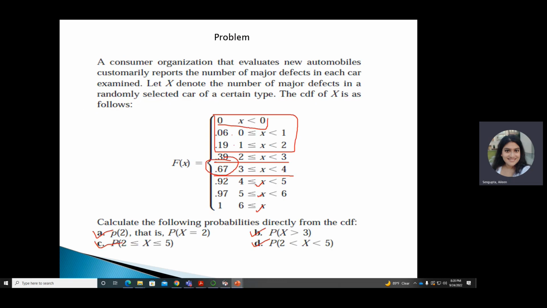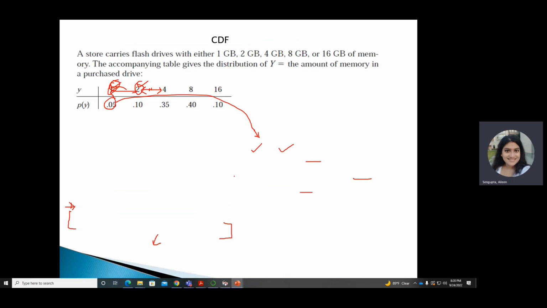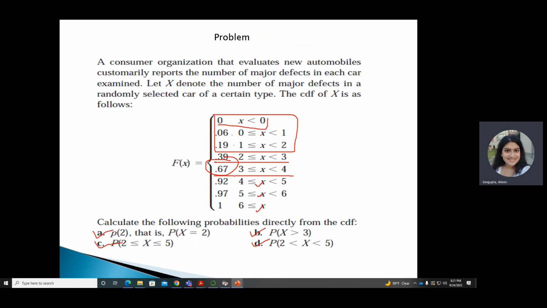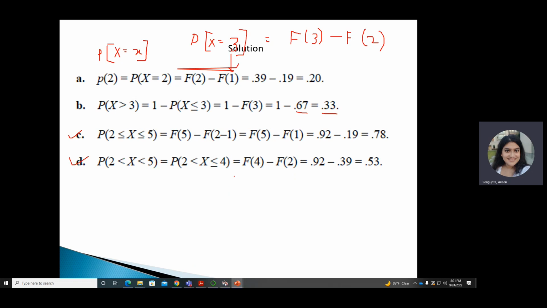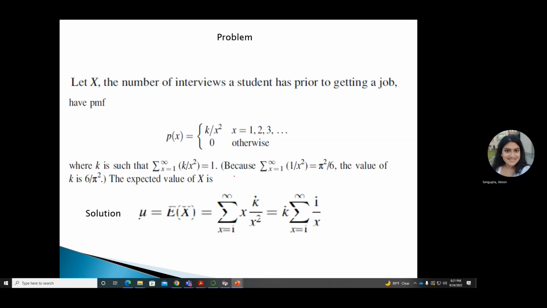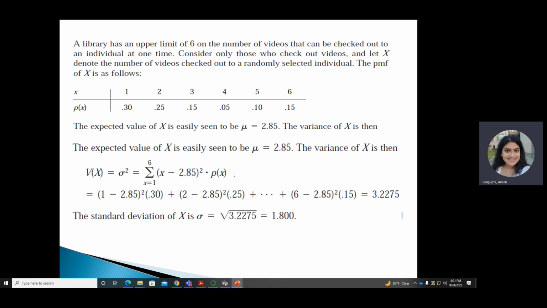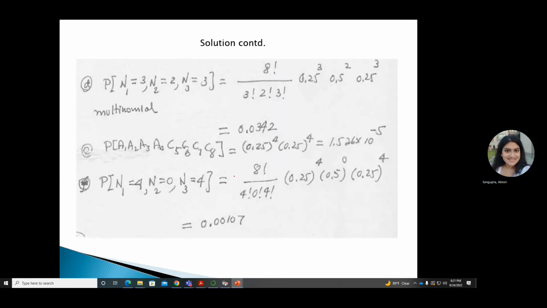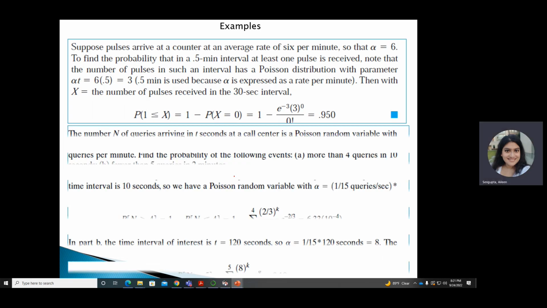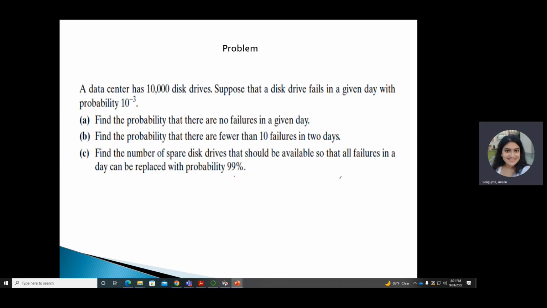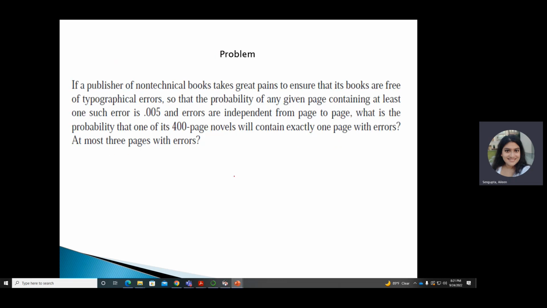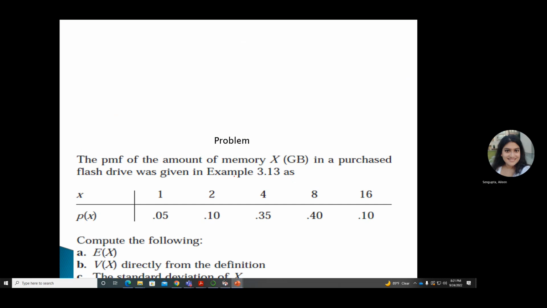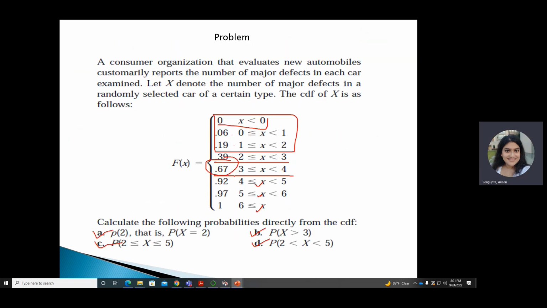So what I'm trying to explain is, let me see if I have that problem or the diagram. No, I probably do not have that diagram. As you can see, there are plenty of examples in this entire problem set. But yeah, I don't have the diagram.